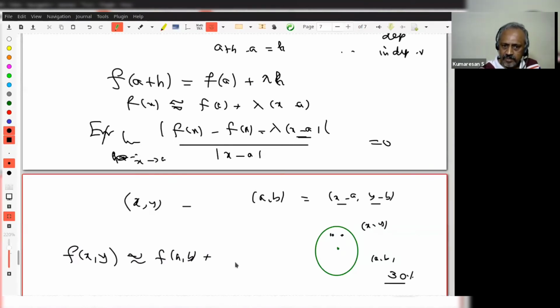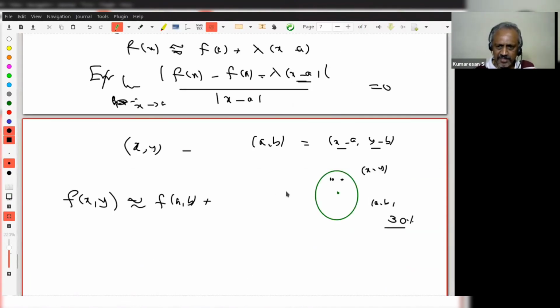And if I say I got an approximation, then I am making an error. Then what should I demand? The limit as x tends to a and y tends to b, that is (x, y) going to (a, b), of f(x, y) minus its first degree polynomial divided by the distance between (x, y) and (a, b) should be 0. Those who understood at least 30% say yes.